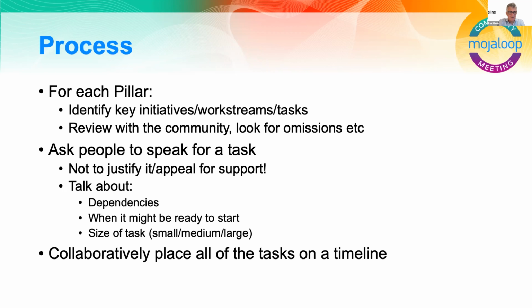We'll look for omissions. And once we have a list of tasks, I'm going to ask people to speak for a task, not as we have in the past, try to justify it or appeal for support, because it's on the roadmap. A task has been identified, it's on the roadmap. Instead, I want the people that we call to talk about the dependencies, when it might be ready to start, the size of the task. Is it small, medium, large? Is it going to take 1 PI, 3 PIs, 4 or 5 PIs, whatever?